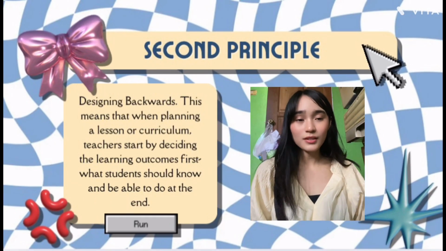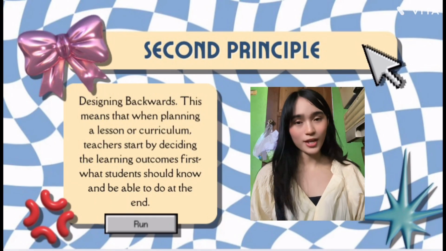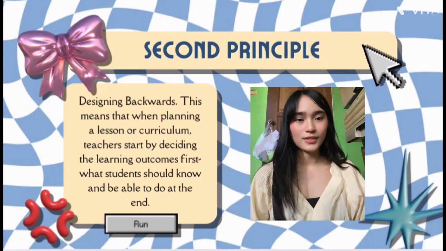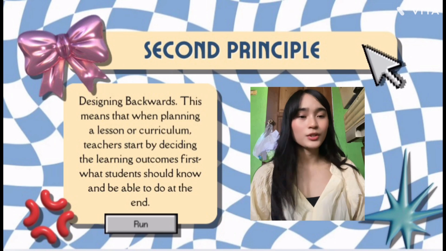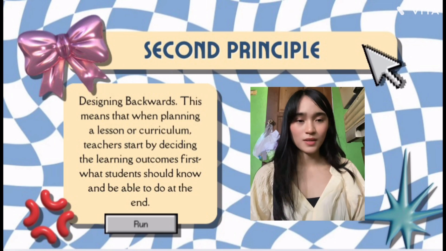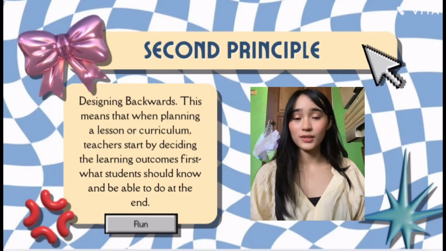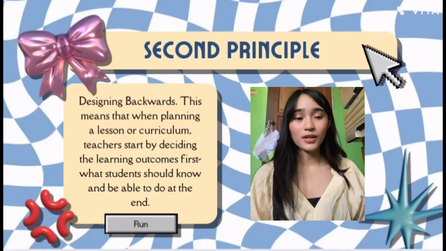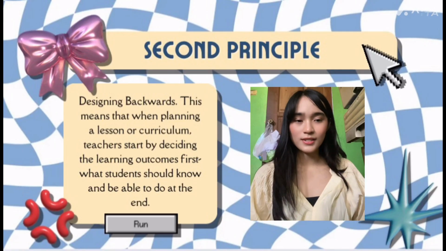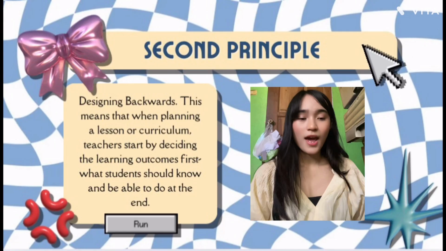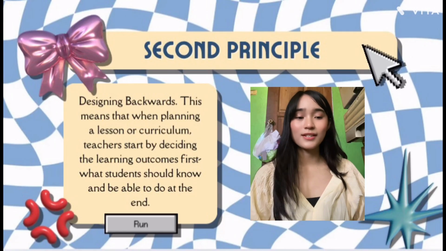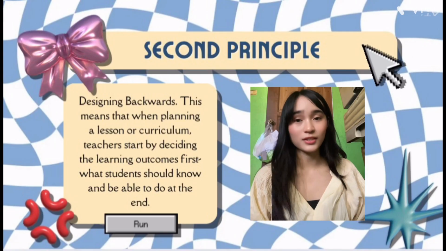Now, the second principle of outcomes-based education is designing backwards. This means that when planning a lesson or curriculum, teachers start by deciding the learning outcomes first: what students should know and be able to do at the end. Once the outcomes are clear, all teaching activities and assessments are planned to reach those goals. In other words, every step in the learning process is connected to the desired result, making sure students achieve the intended outcomes.